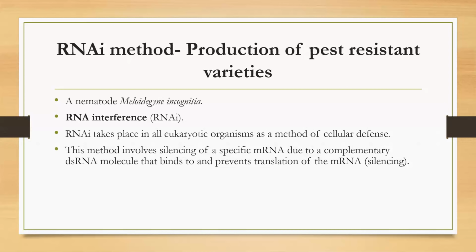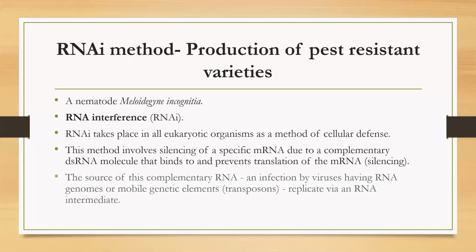So I repeat, in this method, a special type of RNA molecule is produced, that is a double-stranded RNA molecule, by using a specific gene, and that double-stranded RNA is used for the silencing of another RNA. That other RNA is nothing but pathogenic RNA, pathogenic mRNA. So this is the principle behind this technology.